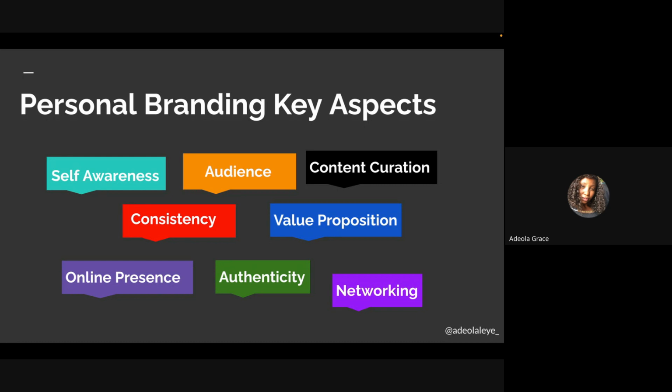Those you reach out to, those that you work with, they are the ones that will let us know, okay, this resonates with the people you resonate with. The kind of content you create as well, and then your value proposition. When I say value proposition, I mean clarifying what sets you apart in your field.